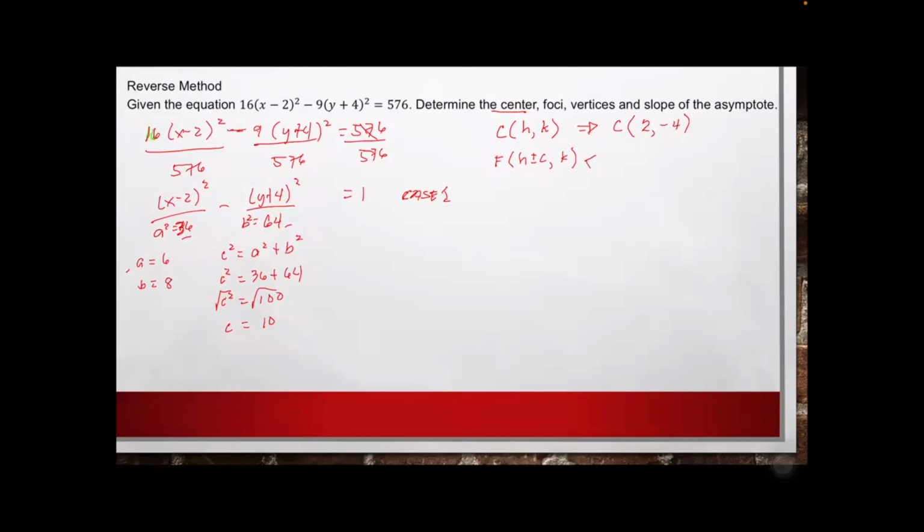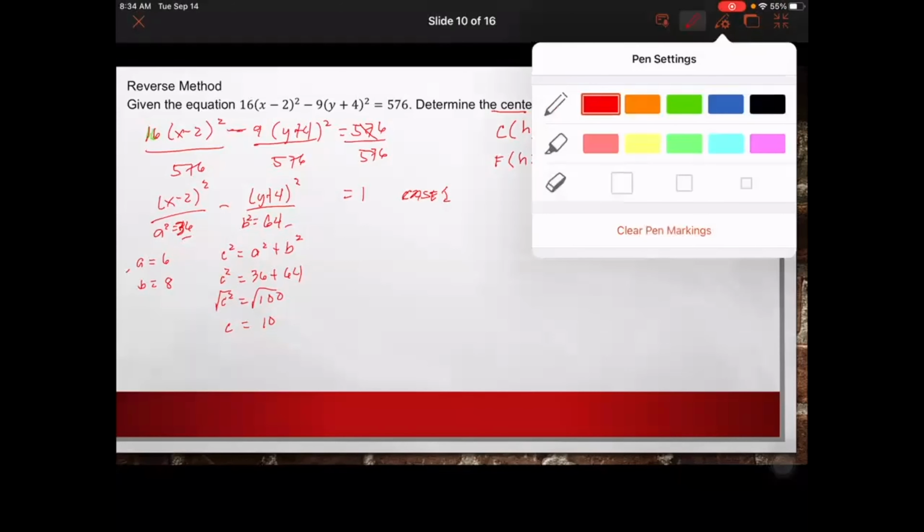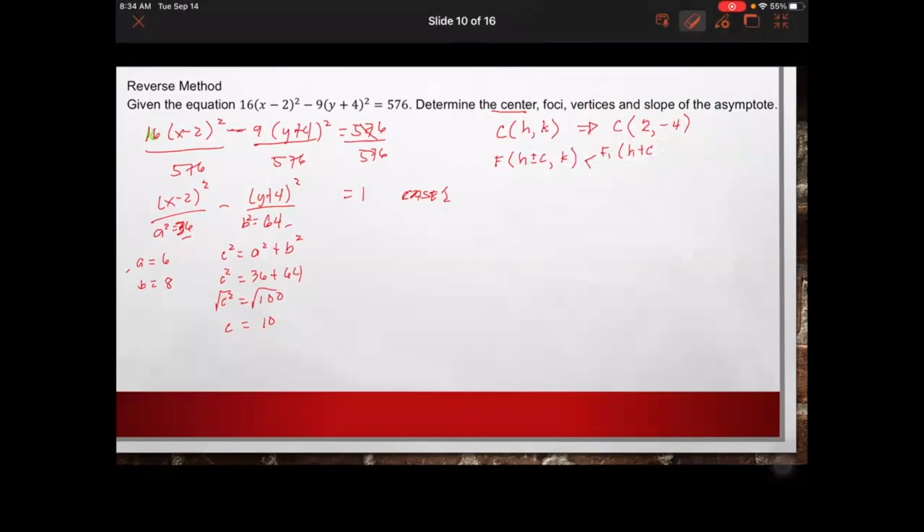So, yung F1 natin, sabi dyan is H plus C, and K. And yung F2 is H minus C and K. Okay.